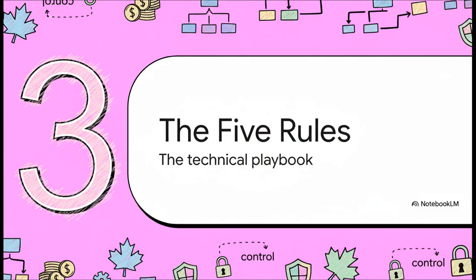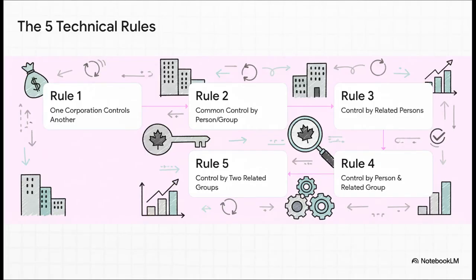All right, now let's get into the technical playbook. The Income Tax Act lays out 5 specific rules to figure out if companies are associated. We're going to walk through each one step by step. Think of these 5 rules as the specific application of that broad concept of control we just talked about. They're like different lenses the CRA uses to examine a corporate structure.